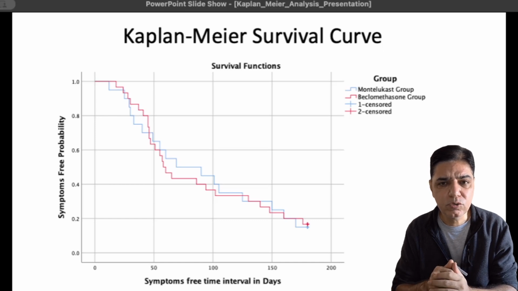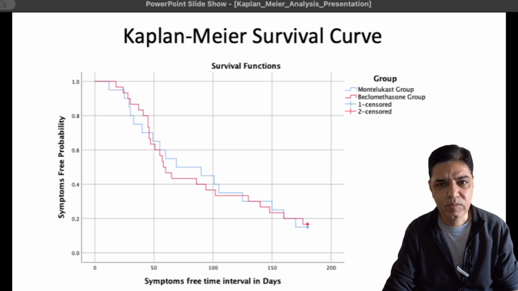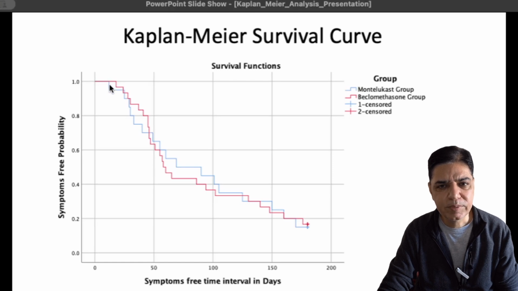Okay. So over a period of time, what happens? Let me explain this. On the left side of the graph, you see it always starts with 100%, probability 1. This blue line is for the Montelukast group, and the red line is for what? Beclomethasone group. Somewhere around 30 days, maybe 20 days, every time you see a dip down. This step ladder has two parts: one is the horizontal line and one is the vertical line. Every time a vertical line happens, it means an event is recorded.